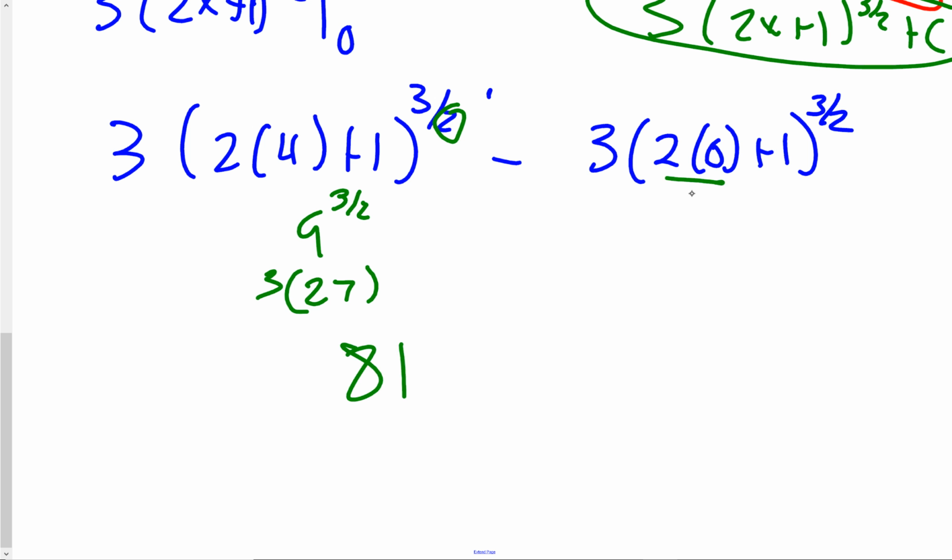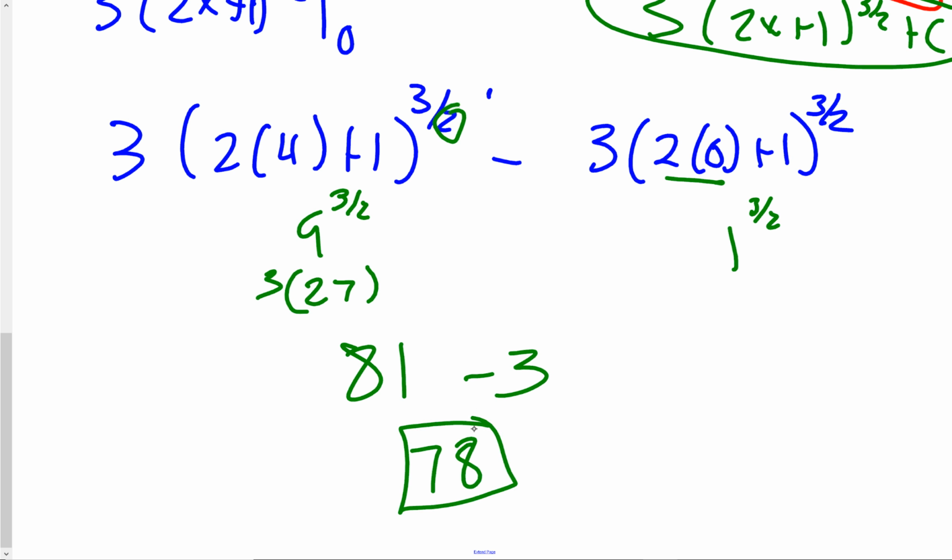Here you get 0 plus 1 is 1. 1 to the 3/2 is just 1. 1 times 3 is negative 3. So then you get 78. And so there's the answer for that.